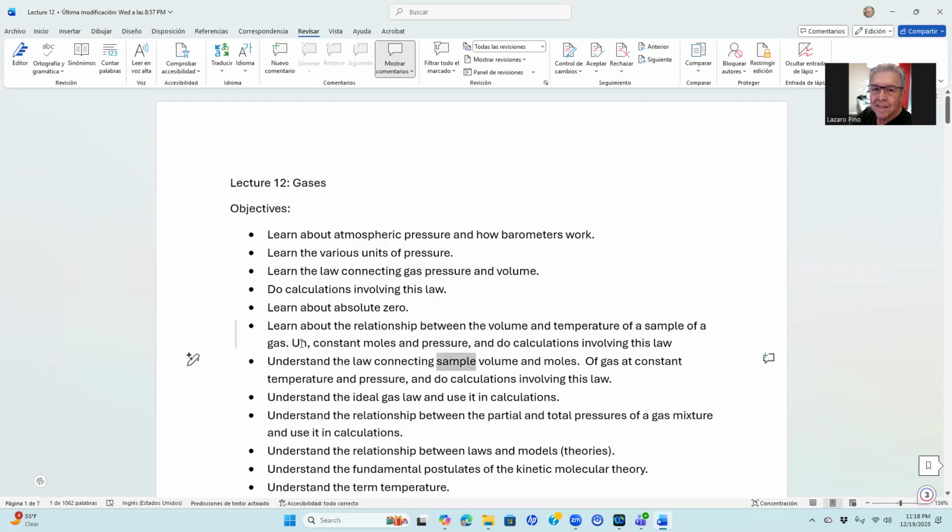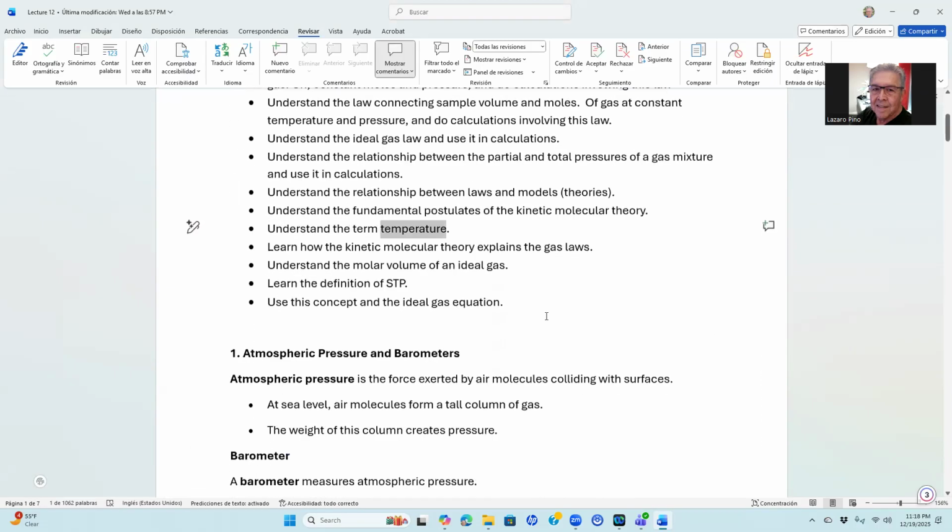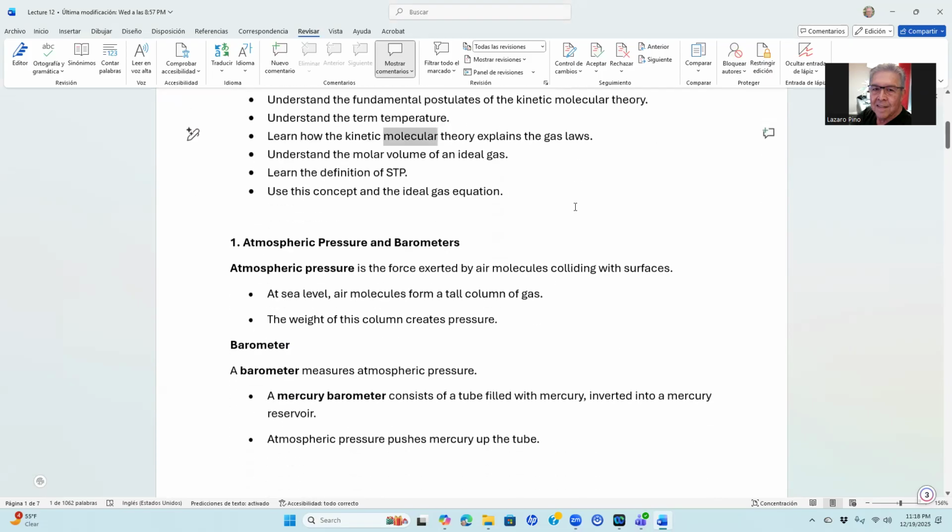Understand the law connecting sample volume and moles of gas at constant temperature and pressure, and do calculations involving this law. Understand the ideal gas law and use it in calculations. Understand the relationship between the partial and total pressures of a gas mixture and use it in calculations. Understand the relationship between laws and models, theories. Understand the fundamental postulates of the kinetic molecular theory. Understand the term temperature. Learn how the kinetic molecular theory explains the gas laws.